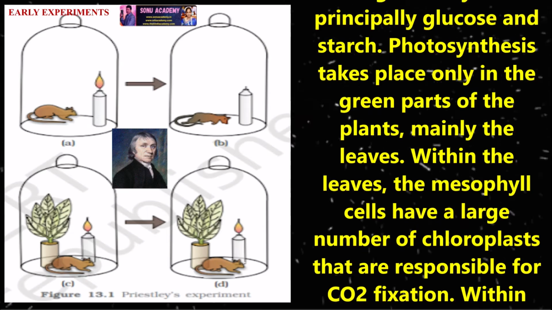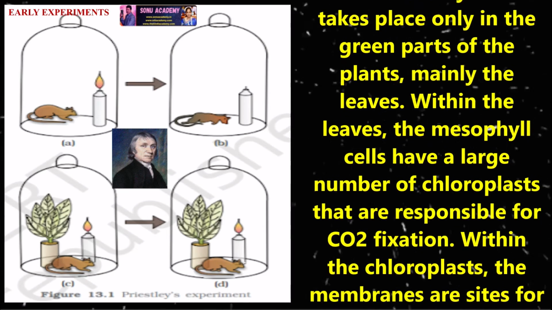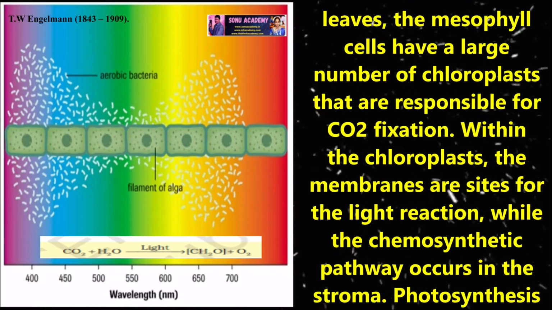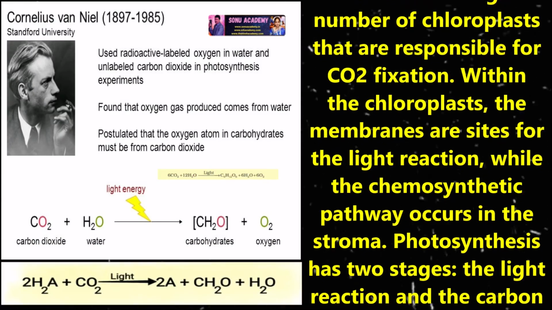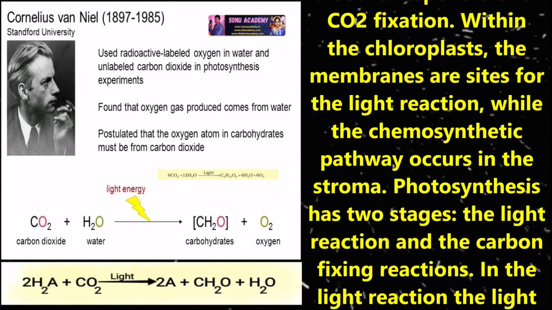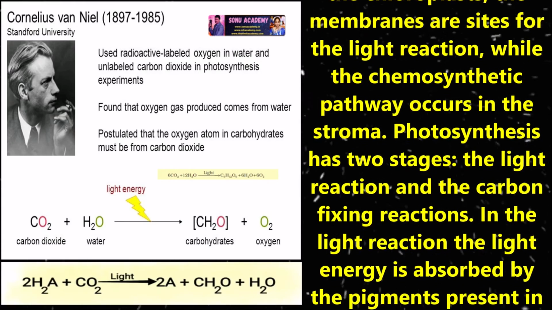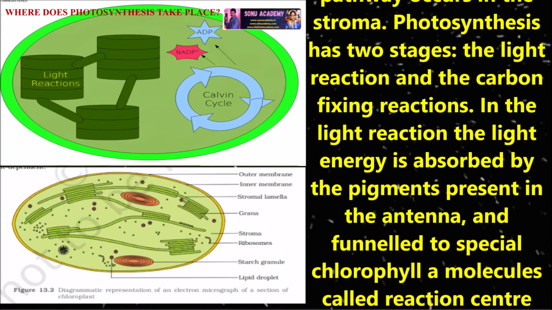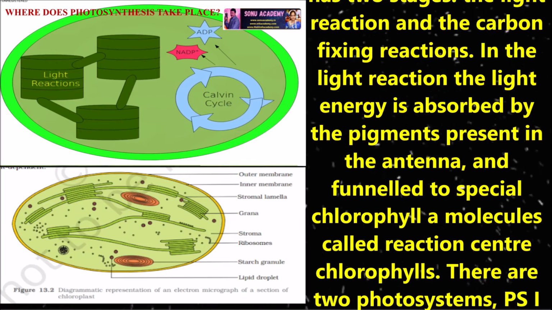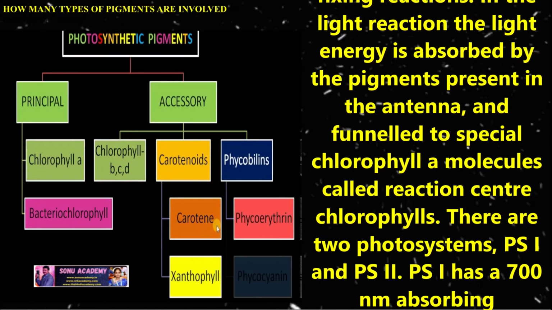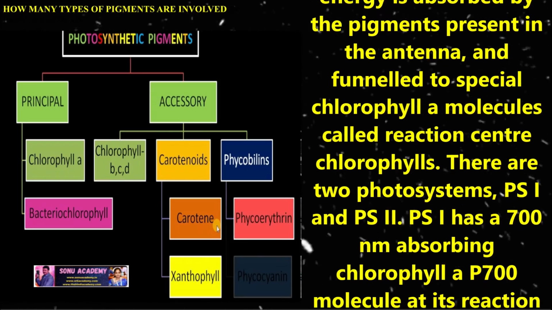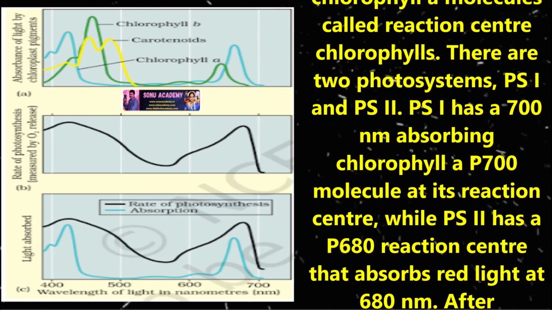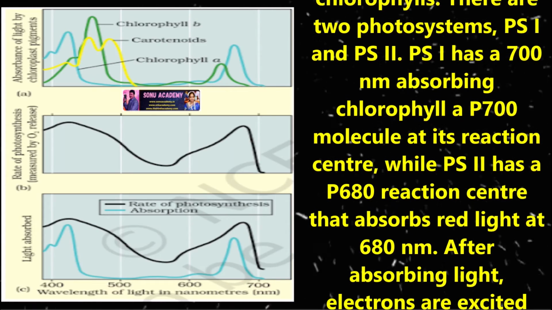Within the chloroplast, the membrane system is the site for the light reaction, while the biosynthetic pathway occurs in the stroma. Photosynthesis has two stages: the light reaction and the carbon fixation reactions. In the light reaction, the light energy is absorbed by the pigments present in the antenna and funneled to special chlorophyll a molecules called reaction center chlorophylls. There are two photosystems, PS1 and PS2. PS1 has the 700 nm absorbing chlorophyll a P700 molecule at its reaction center, while PS2 has the P680 reaction center that absorbs red light at 680 nm.